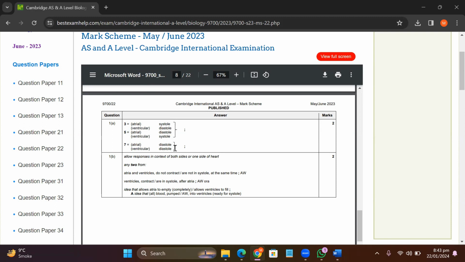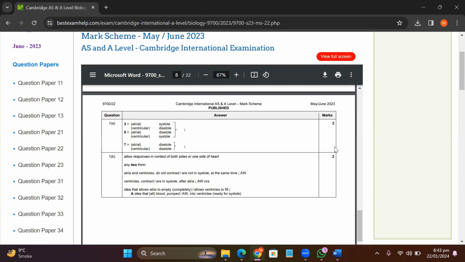Systole, diastole, diastole, systole, diastole, diastole. This is question number 1 that we have just discussed, right? Third box, fifth box, and seventh box. What is the second one? Atria and ventricles do not contract, are not in systole at the same time. Number 1, that both should not contract together. I used alternative words, that the atria should not contract first so that the pumping of the blood could happen properly. 1 point will be given.